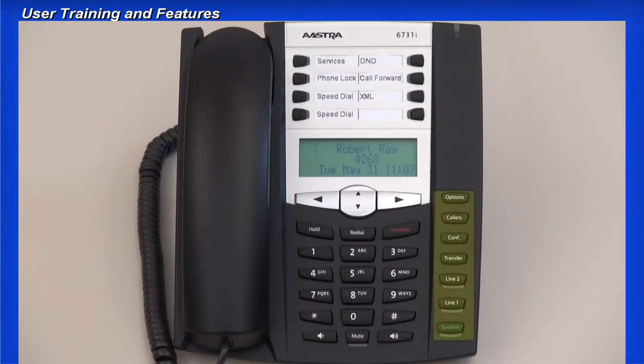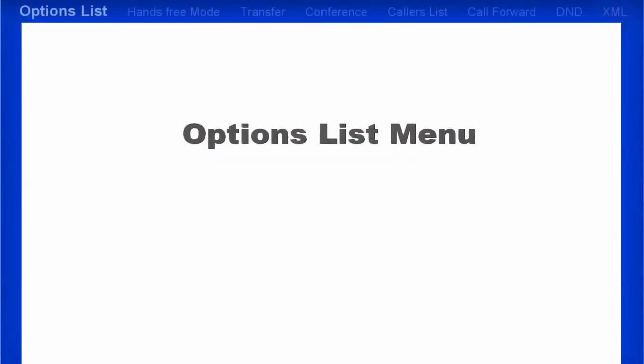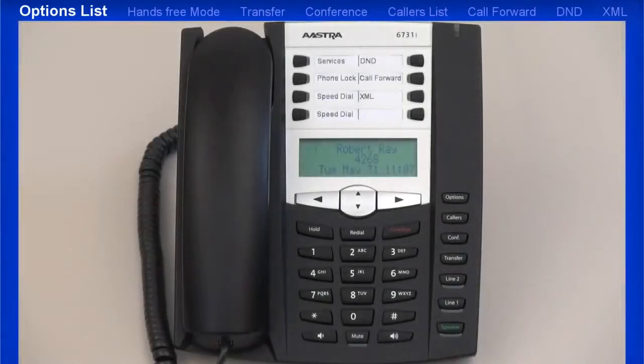The 4th area has 7 hard-coded buttons for the most commonly used features. Options, which opens a menu where you can customize and display information about your phone. Callers list, which gives you a call history. Conferencing, transfer, 2 hard-coded line keys, line 1 and line 2, and a speakerphone/handset toggle button. I'll start with the 7 hard-coded buttons on the right side of the phone.